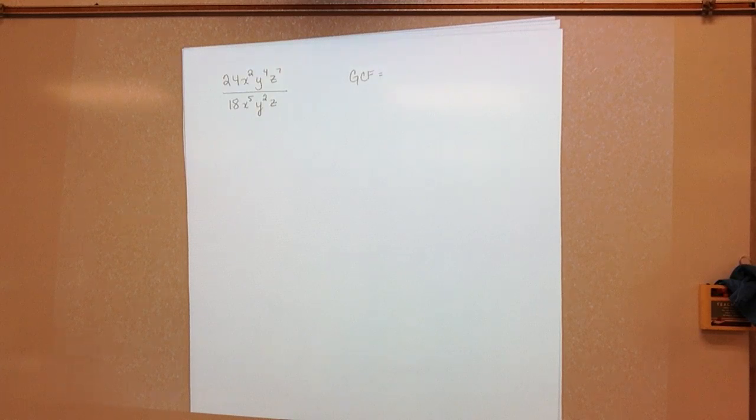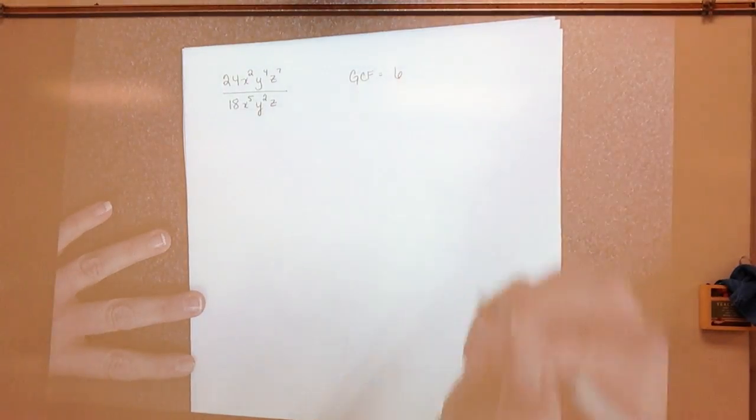Well, let's think about this. 24 is 1, 2, 3, 4, 6, 8, 12, and 24. And 18 would be 1, 2, 3, 6, 9, and 18. So 6 is the biggest number that I can pull out. So I'm going to pull that 6 out.